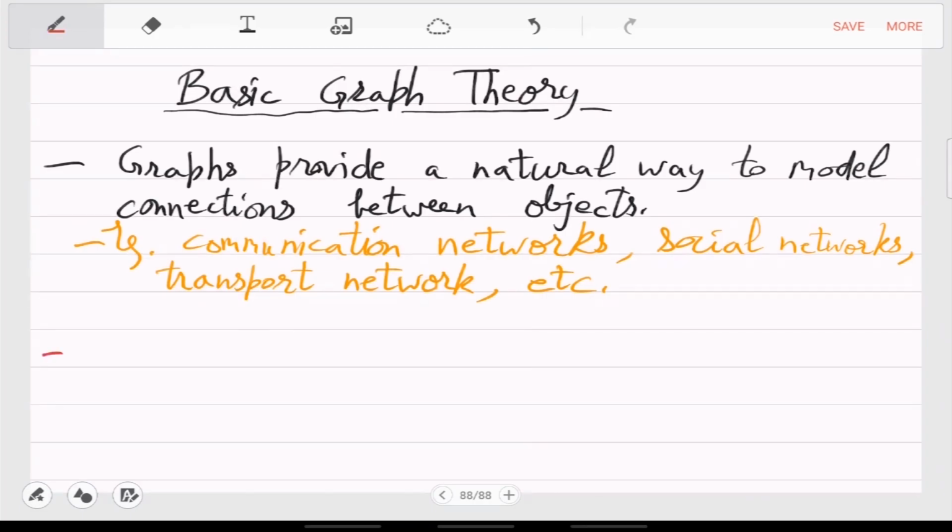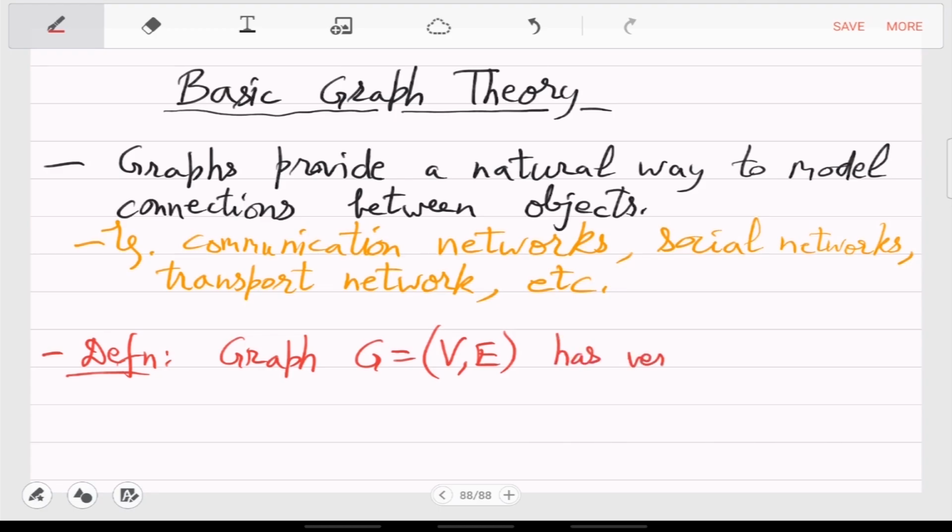which is the following. A graph for us, unless said otherwise, is a tuple of two sets. First is called vertices, second is called edges: vertex set, edge set. It has vertices V and edges E.